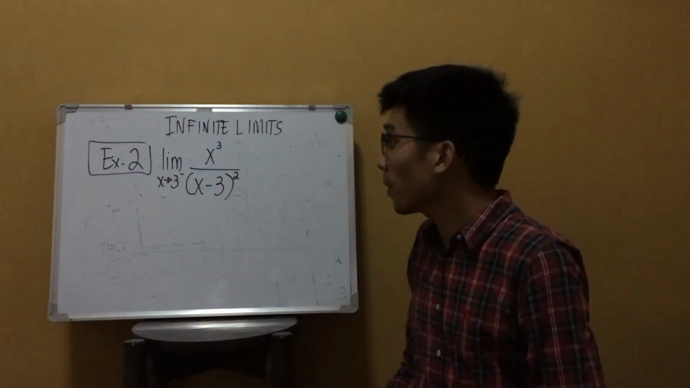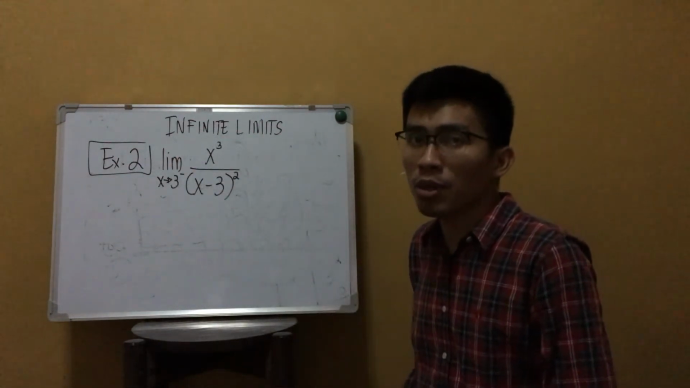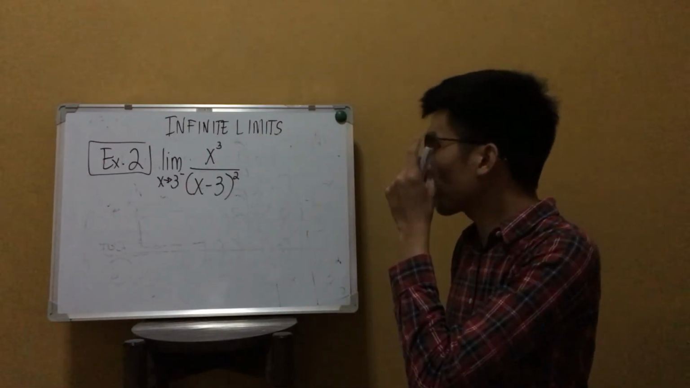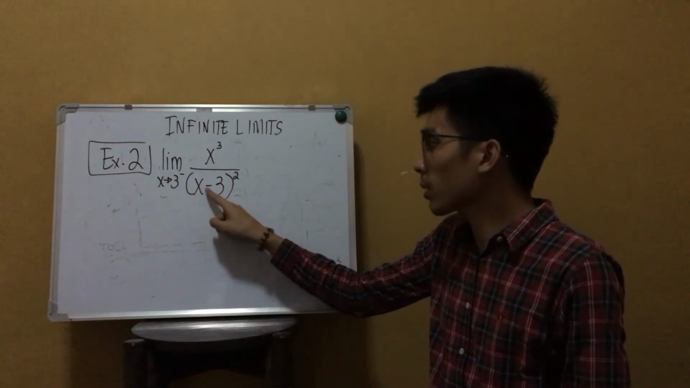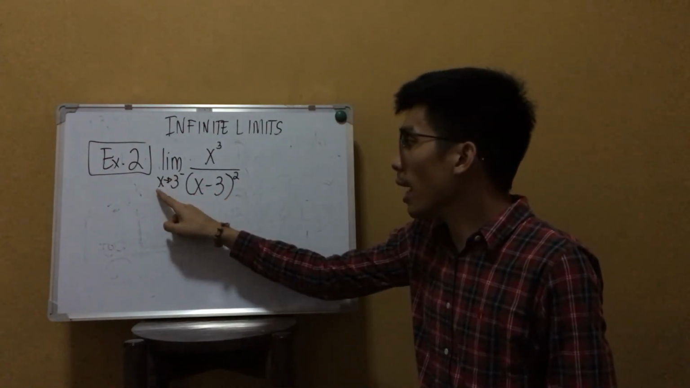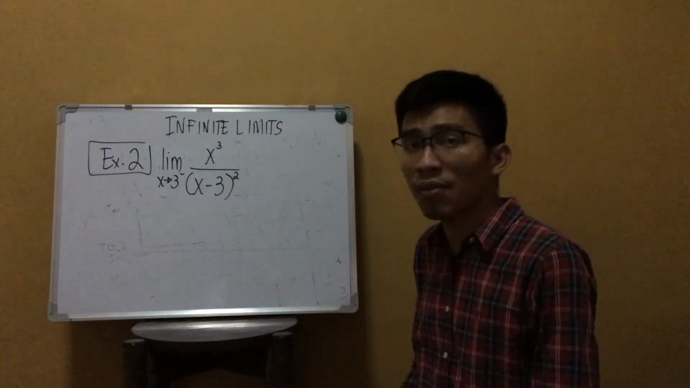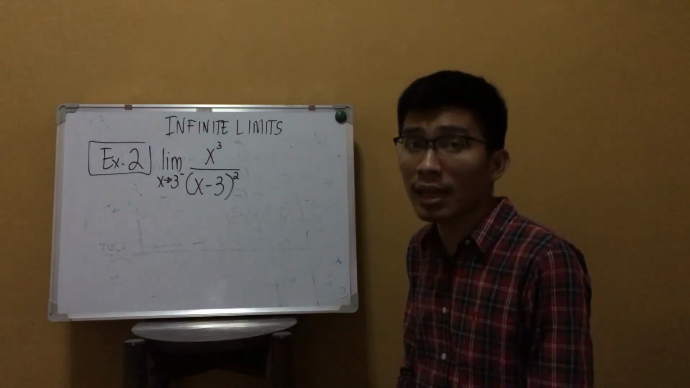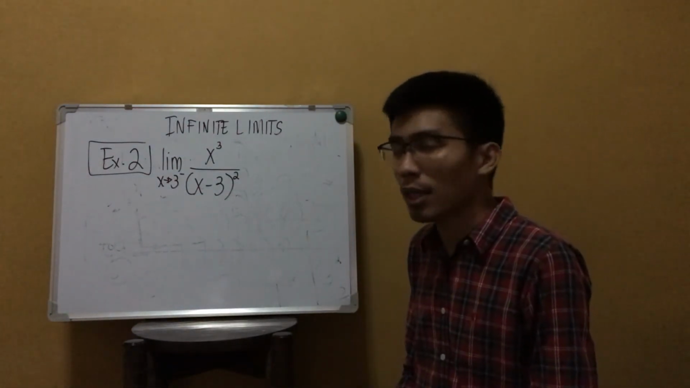Let's continue solving problems involving infinite limits. This time we are down to example number 2. Our problem is the limit of x cubed over the quantity x minus 3 squared as x approaches 3 from the left. Why did I say to the left of positive 3? Because we have a sign at the top of the 3, and that is negative. And negative means to the left of positive 3.